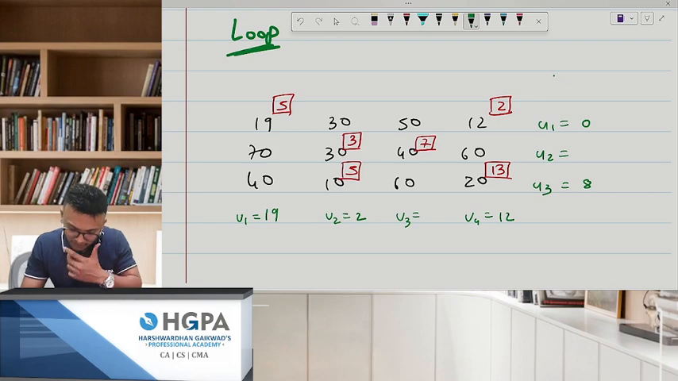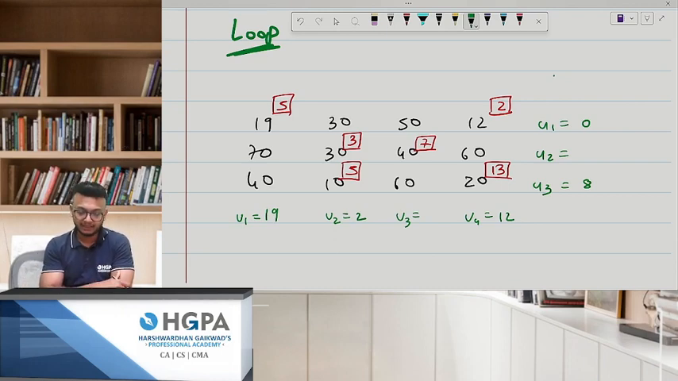Next, what figures will we check? 12 is done, 40 is done, and 10 is done. What is remaining? U2 is remaining and V3 is remaining. Can you compute U2 and V3? Just try to check it on your own. Then I'll write it in 1 minute.